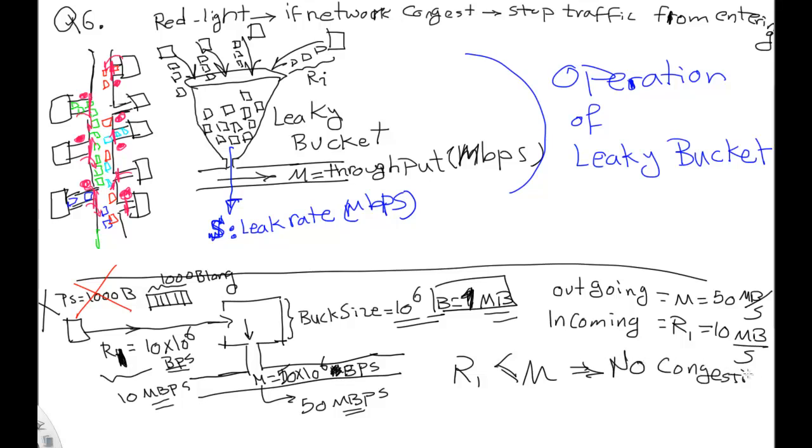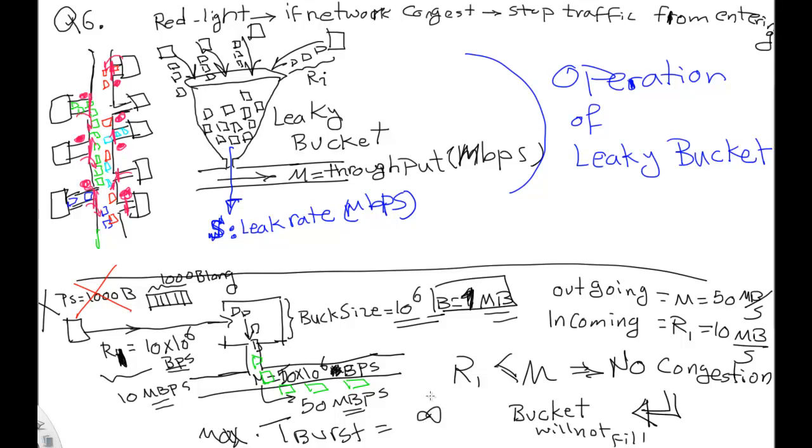Which means there's no need for the bucket. The bucket will not fill. All the packets that are coming in have an incoming rate much less than the outgoing rate when they enter the traffic. So every single packet that arrives is going to be added to your traffic, and so the maximum burst time is going to be indefinite. So the maximum T burst is going to be infinity.